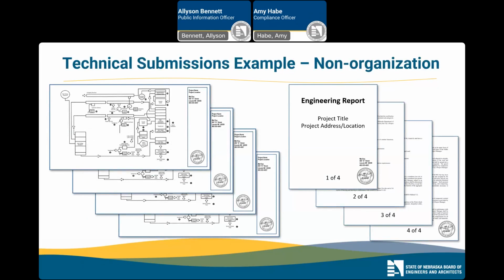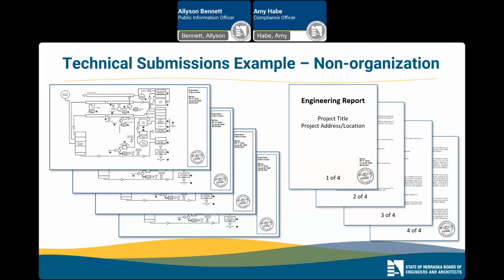All right, so up here we have on the left some drawings, on the right an engineering report, and these are going to be examples of what the documents must look like if the work is not being performed through an organization. So when looking at the drawings on the left, it has the licensee's name, their contact information, and their seal, as well as the project name and the project location or address on each page. So that's what each page drawing is going to look like.